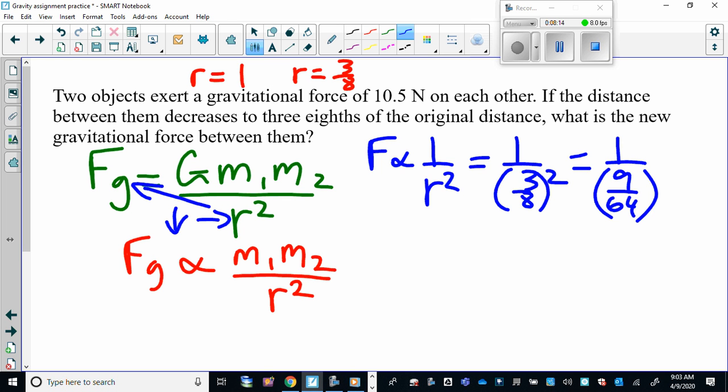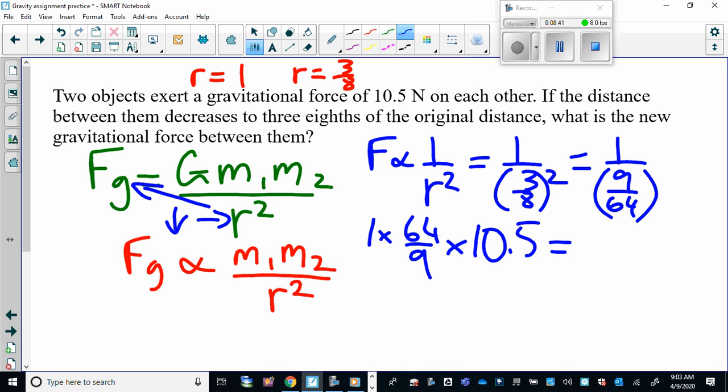One over 9 over 64, which can be simplified to just 1 times the reciprocal. So that's the factor, 64 over 9. The new gravitational force is going to be 64 over 9 times the initial gravitational force. Sorry, I said field strength and force. So we just multiply that by the original.